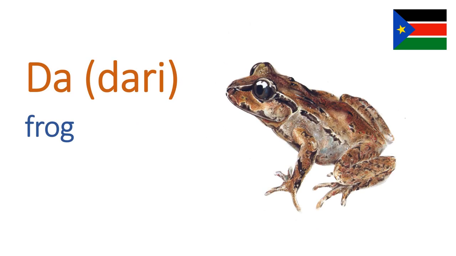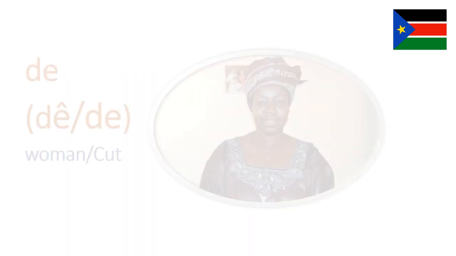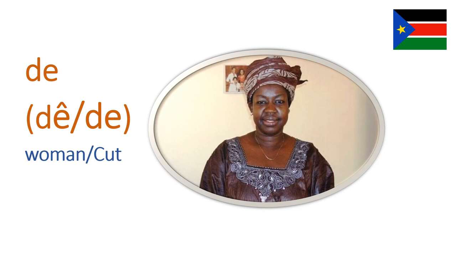Da, dali, that is a frog. De, so we prolong de for a woman and de to cut. It is a verb. Now this lady is the speaker of our nation. She is a speaker on the national level. Her name is Nunu Kumba.